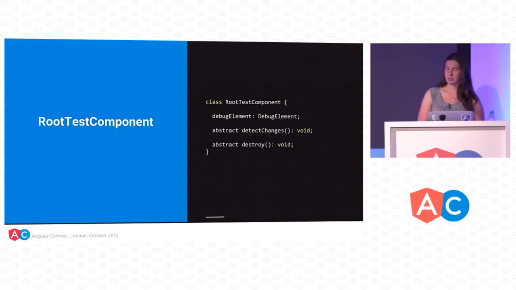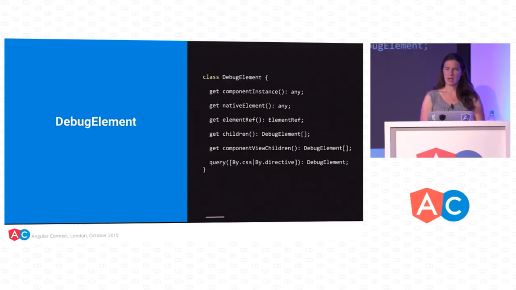So we looked at the root test component, which is this ComponentFixture that's returned from the TestComponentBuilder, which has the debugElement on it, lets us run change detection, and lets us destroy elements. And also lets us get at the debugElement, which is the component instance, native elements, and also contains a lot of other information about what Angular has been using to compile and inspect this element. Like you can get hold of the element reference, get hold of children of the element, and query it by children that match a certain directive, for example.